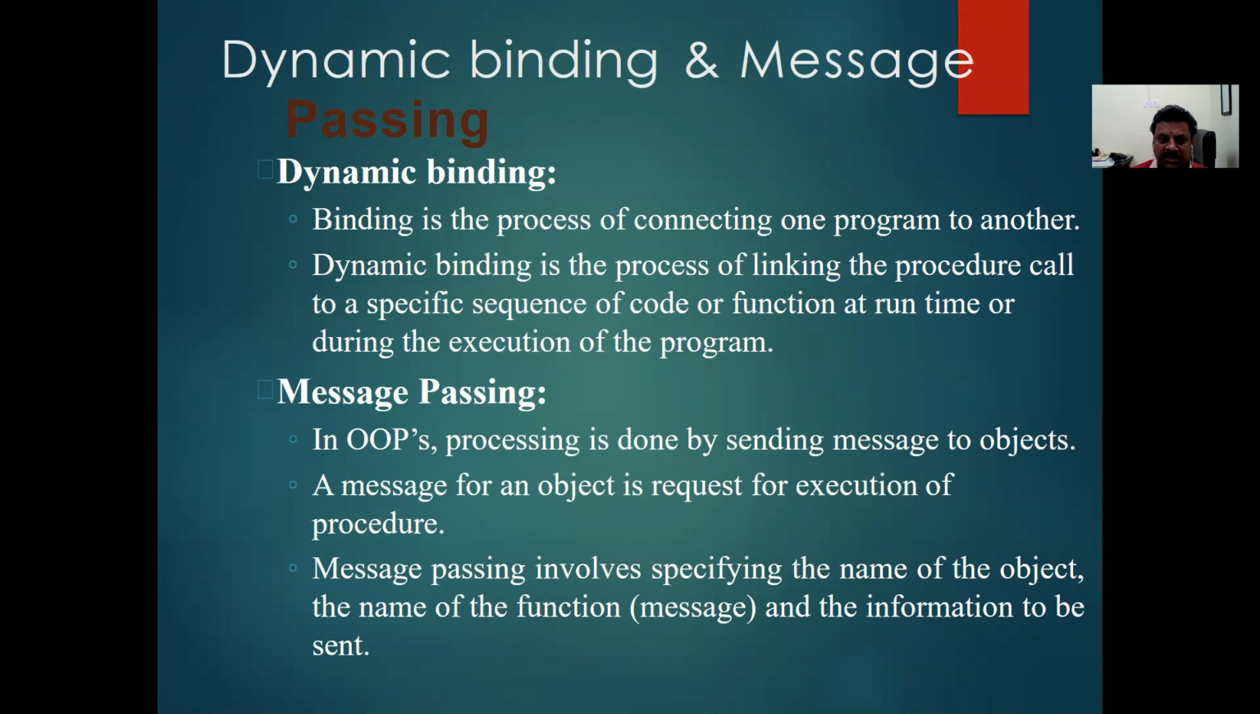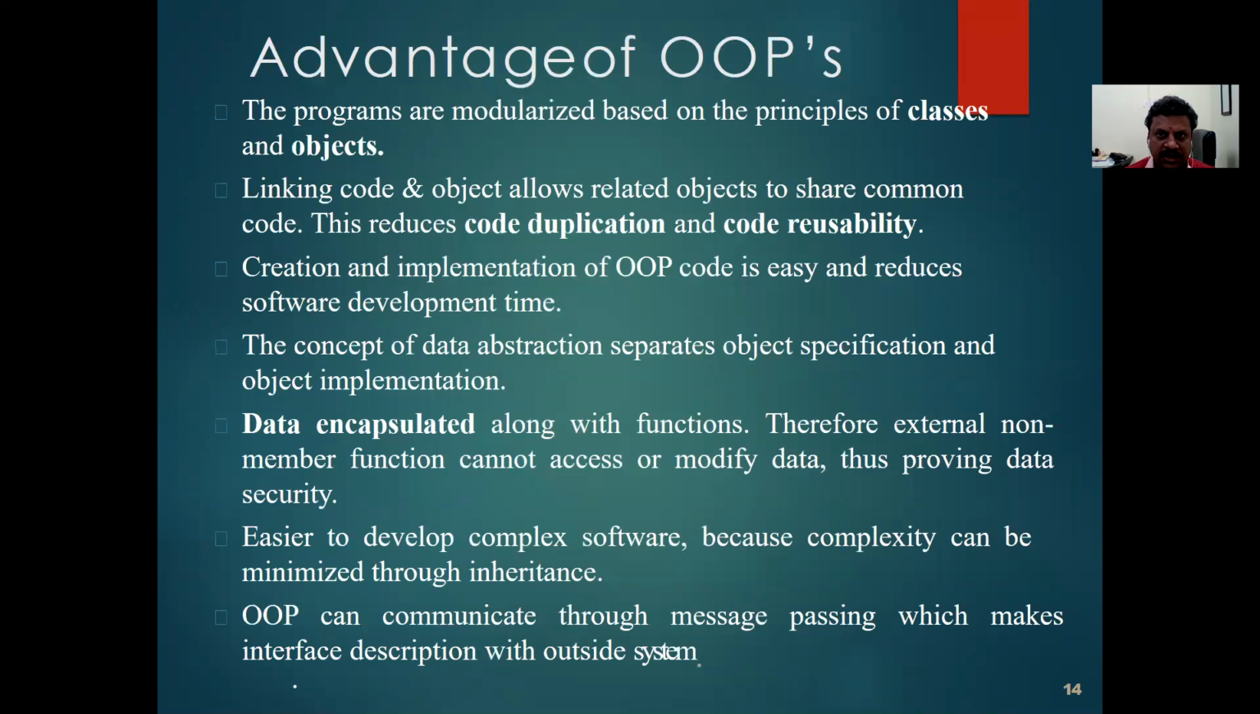Dynamic binding and message passing. Dynamic binding is the process of connecting one program to another. Dynamic binding is the process of linking the procedure to a specific sequence of code or function at runtime, or during the execution of the program. OOPS processing is done by sending messages to objects. A message for an object is a request for execution of a procedure. Message passing involves specifying the name of the object, the name of the function, and information to be sent.